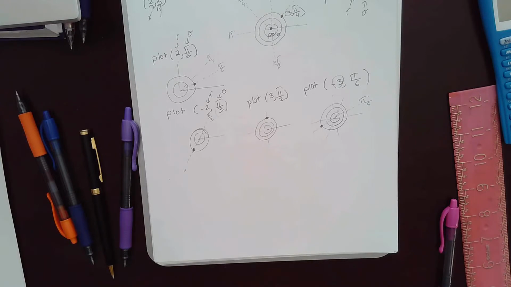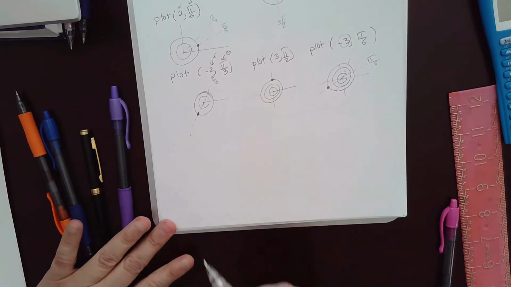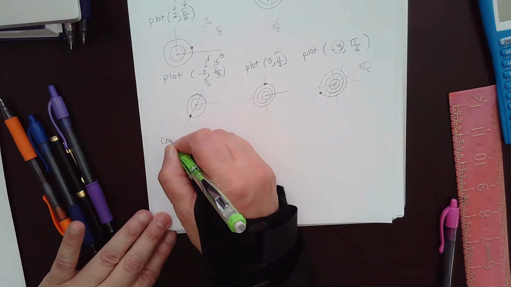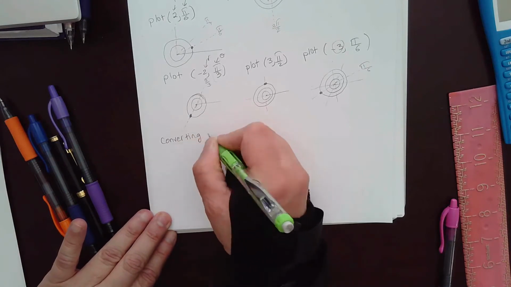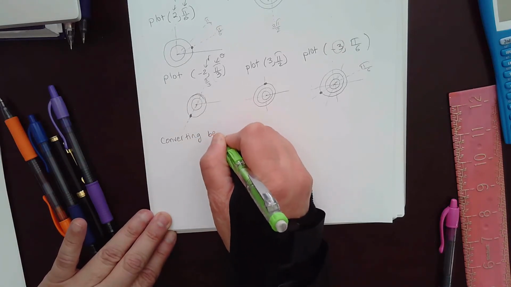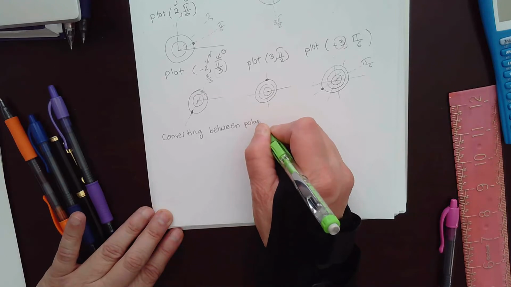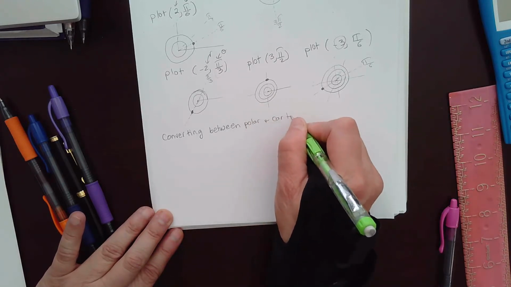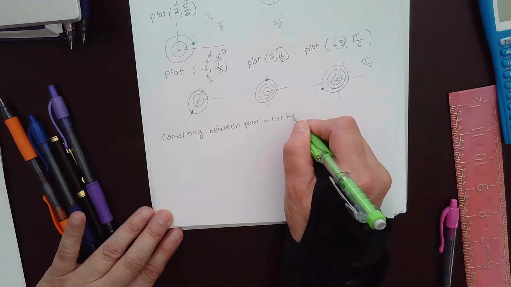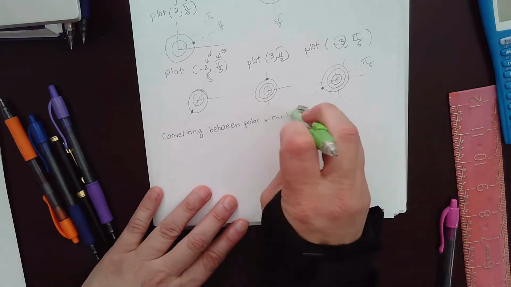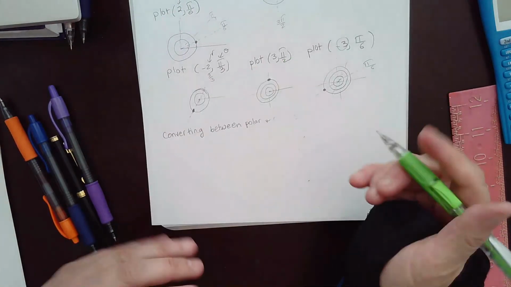Okay, now how do we convert between polar and Cartesian coordinates? Let's go ahead and go over that. So converting between polar and Cartesian coordinates, or rectangular, you know. We can say Cartesian as well.